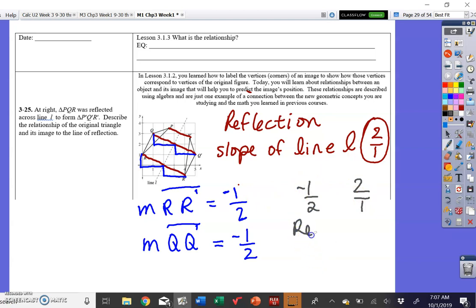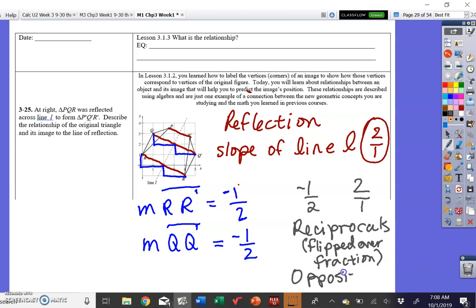And I notice that they are reciprocals. And reciprocal is that big word that means I flipped over my fraction. And so let me just write that down, flipped over fraction. And that they are different signs. That's the next thing I notice. So they are reciprocals and the signs have changed. We're going to call that opposite. That's just, one is negative and one is positive. So they're reciprocals and they're opposites.